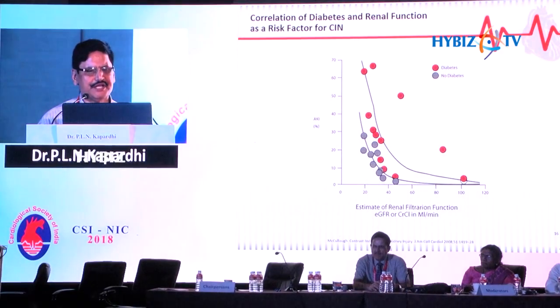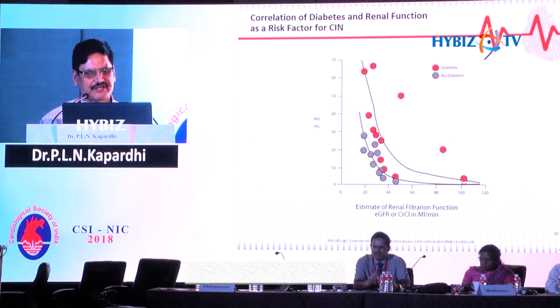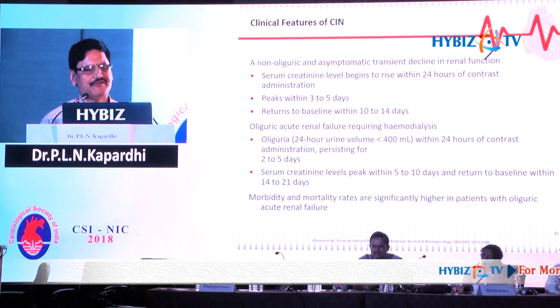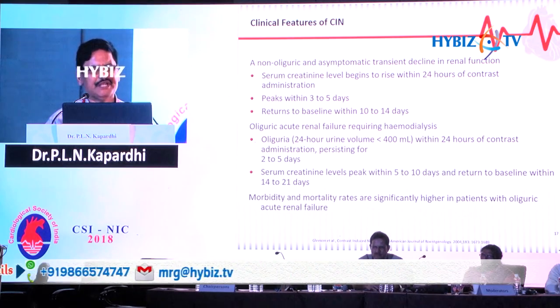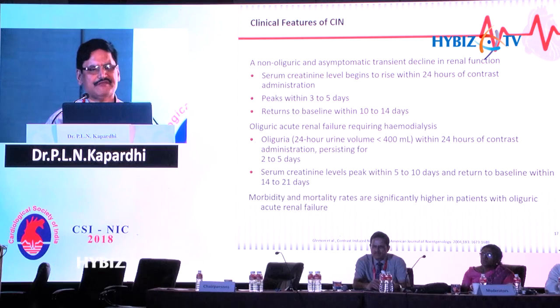As the renal function is less and less, they are more prone to contrast nephropathy by further reduction of the effective glomerular filtration. So what are the clinical features? Mainly it is a non-oliguric or asymptomatic transient decline in renal function, especially serum creatinine, which begins to rise within 24 hours, peaks around 5 days and returns back after 2 weeks.